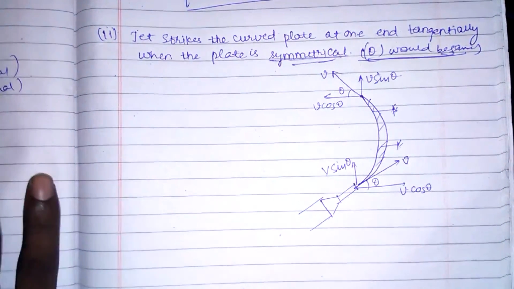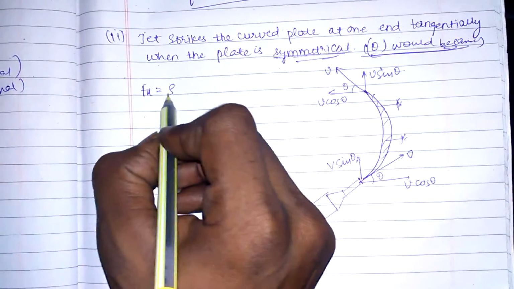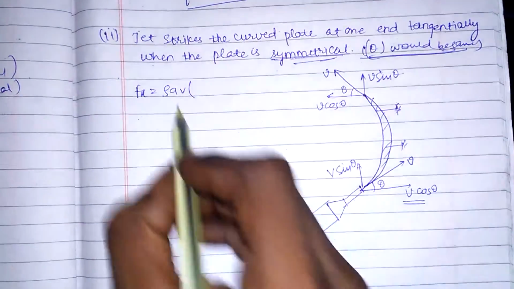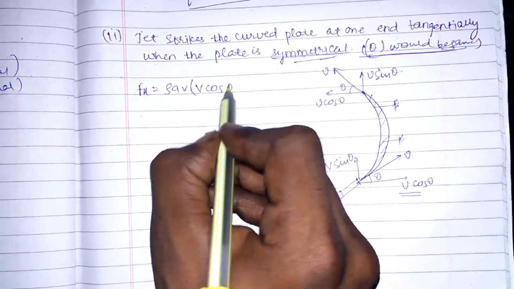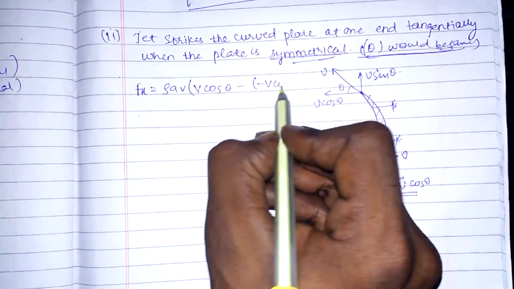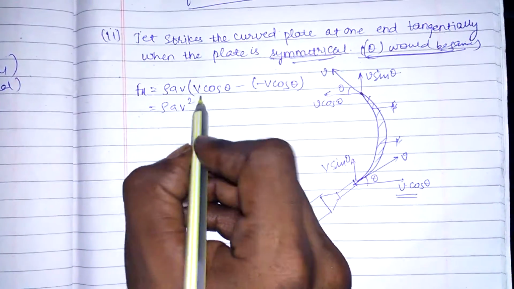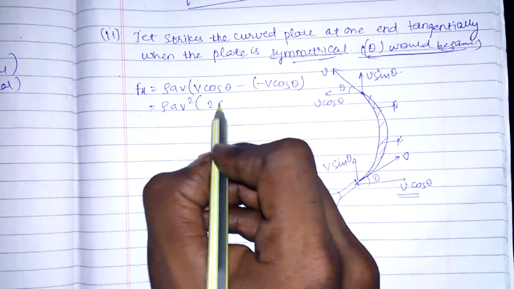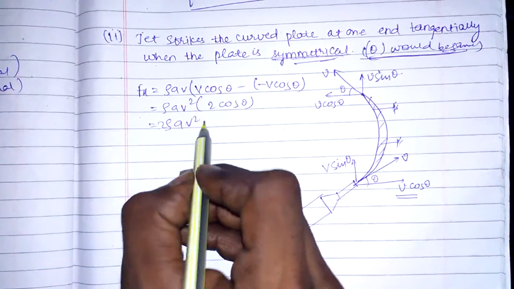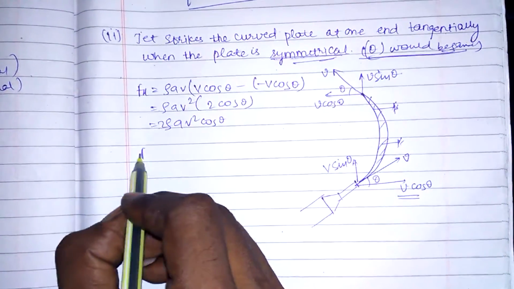Now let us see the relations for force in the x direction. So Fx would be equal to rho a v times the change in velocity. Initially, what is the velocity in the x direction? It is v cos theta. Finally it is in the negative direction, so it will be minus v cos theta. So it would be equal to rho a v square, cos theta plus cos theta, 2 cos theta. So Fx, the force in the x direction, equals 2 rho a v square cos theta.